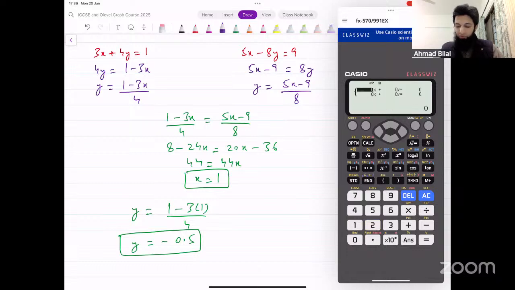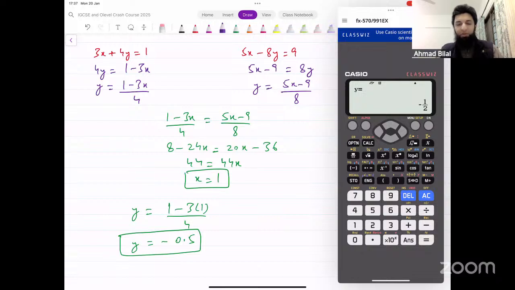Write down the coefficients of the first equation. 3. Press the equal to button. 4, equal to button. On the other side, the constant is 1. The other equation, 5, minus 8, and 9. And that's it. Press the equal to button again. You get the value of x, which is 1. And you get the value of y, which is minus 1 over 2.